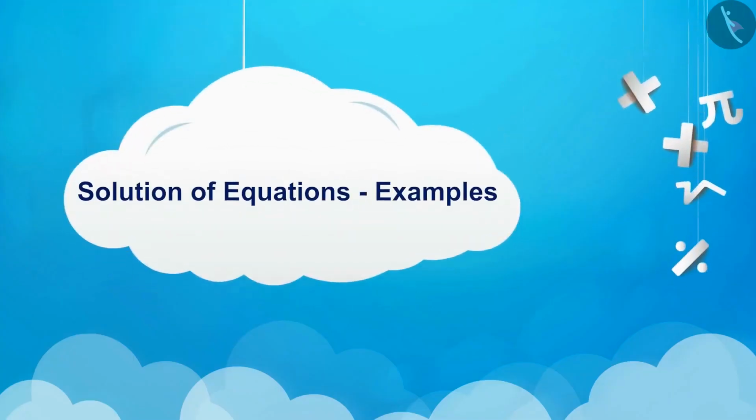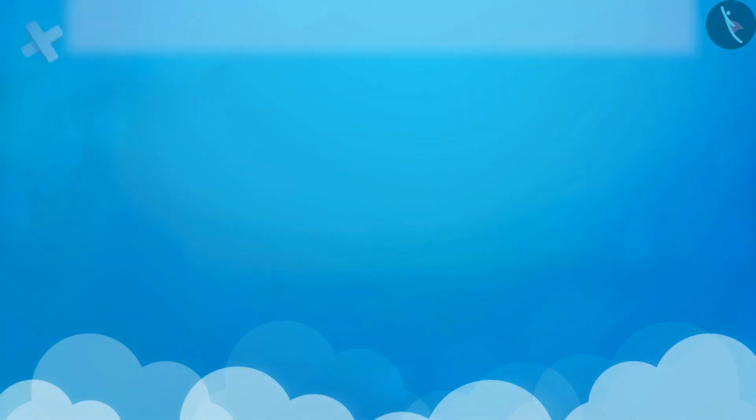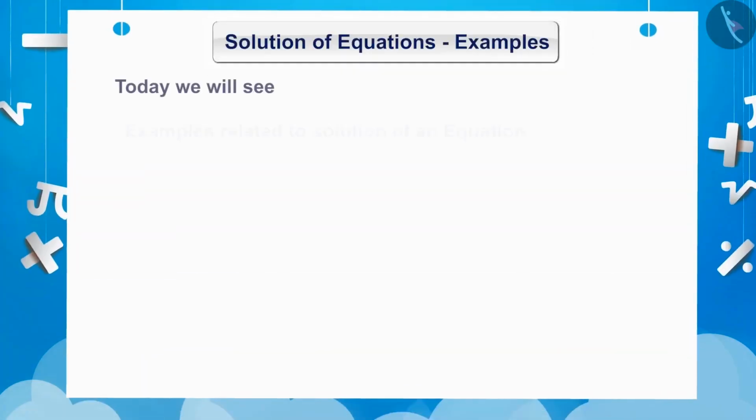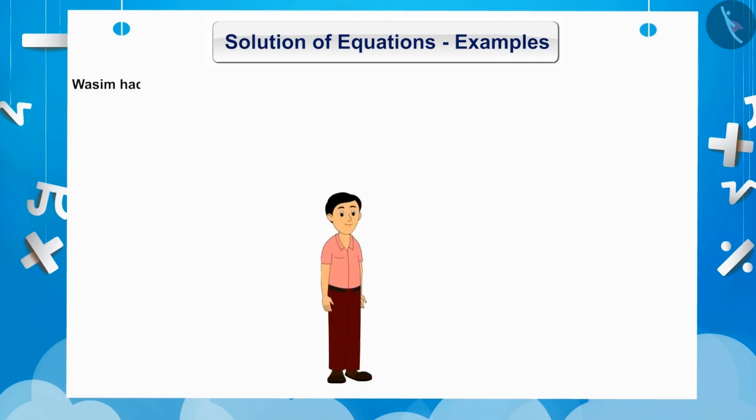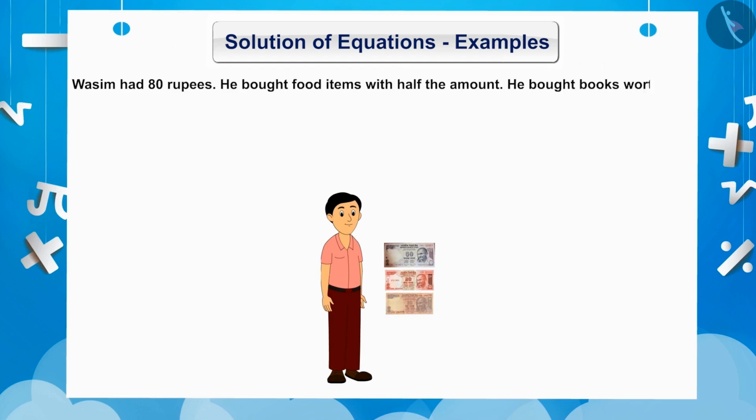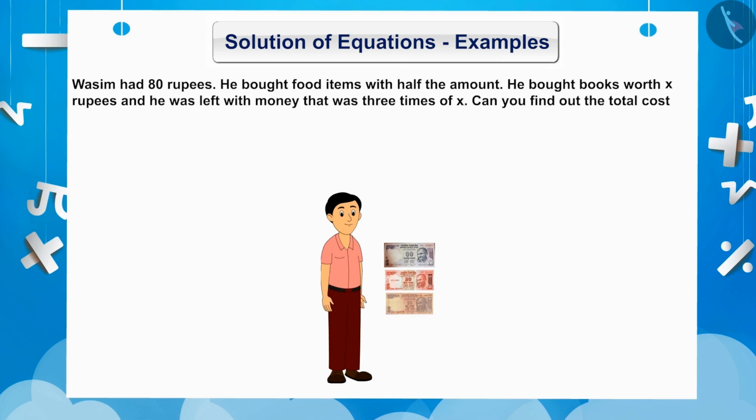Solution of equations with examples. Today, we will see examples related to the solution of an equation. Wasim had 80 rupees. He bought food items with half the amount. He bought books worth X rupees and he was left with money that was 3 times that of X.